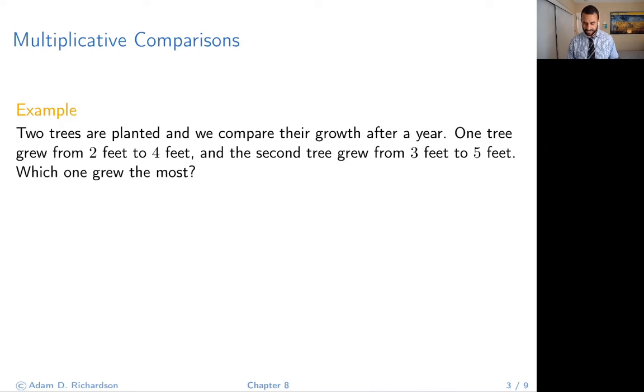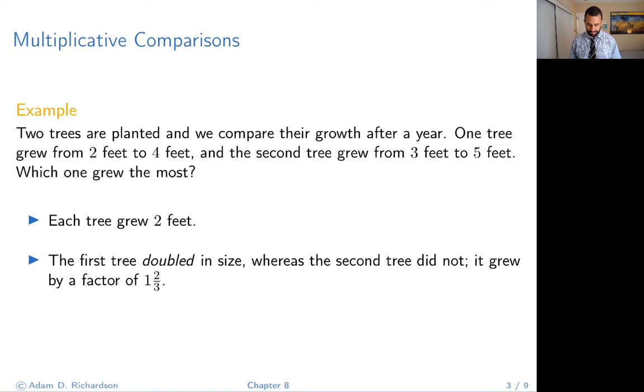All right, so let's look at this here. This is interesting because one of the things you'll notice right away is that both trees grew by 2 feet. So notice this tree grew from 2 feet to 4 feet, and this tree grew from 3 feet to 5 feet. And so they both grew the same amount if you look at their difference, right? That's what I'm saying right here. Each tree grew 3 feet. Or I'm sorry, each tree grew 2 feet.